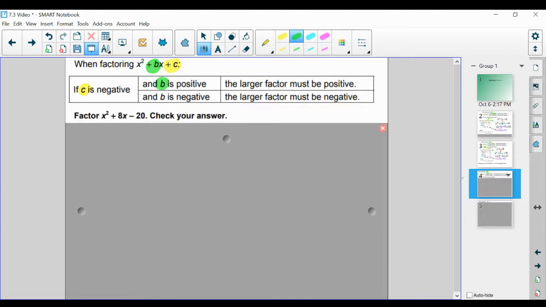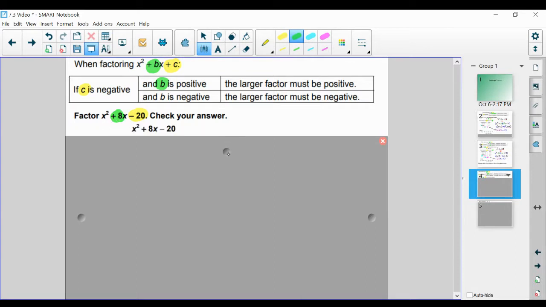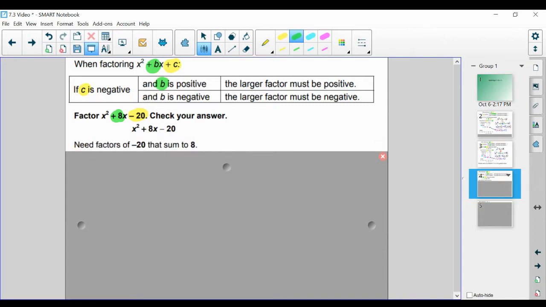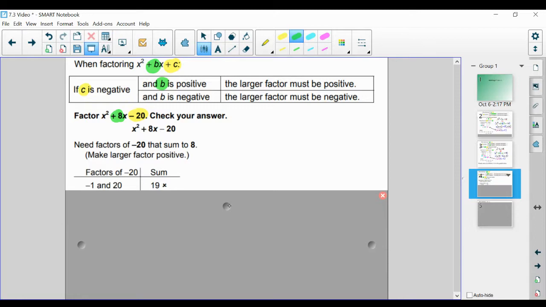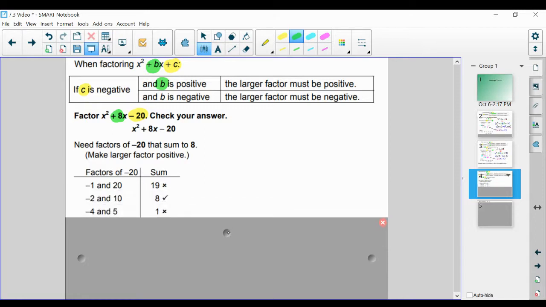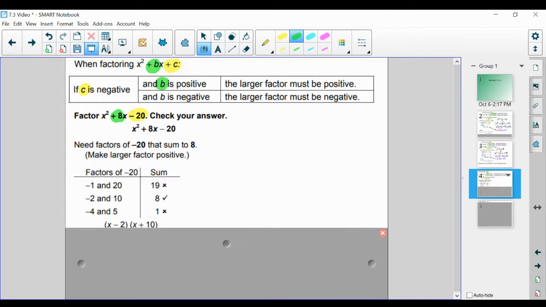Let's say we have x squared plus 8x minus 20. You're going to notice that our C value of negative 20 is negative, and our B value of positive 8x is, well, positive. So we have to list out factors of negative 20 that add up to 8. Since we have a negative number, we're normally going to include the same numbers but different signs within the factors. So we have negative 1 and 20, negative 2 and 10, that also works. We have negative 4 and 5.